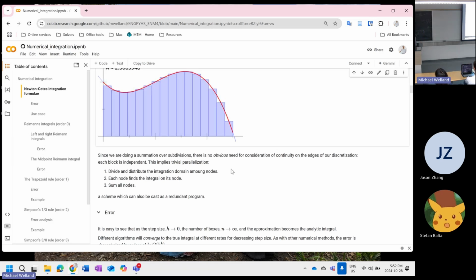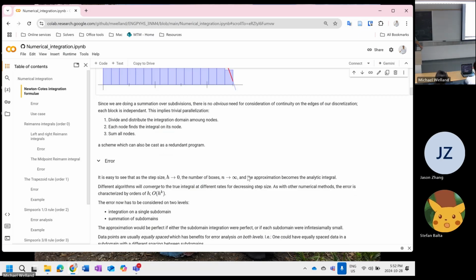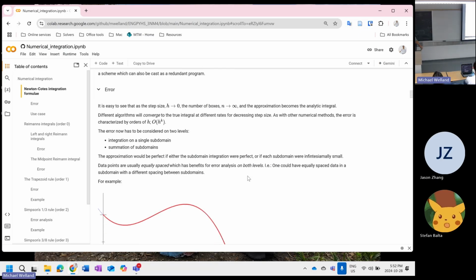It means that we can apply divide and conquer algorithms, so recursive programming is very effective for integration. It also parallelizes very easily because you can just farm them out and then bring them together. There's no communication between these blocks. Obviously, as h goes to 0, the number of boxes goes to infinity, and the approximation becomes analytic, literally the definition.